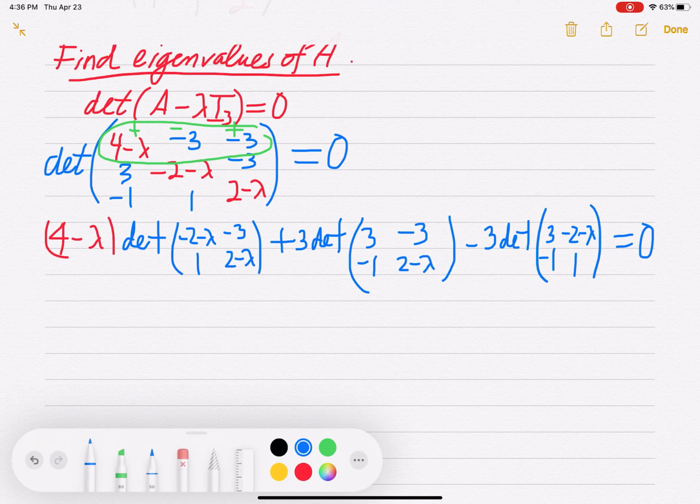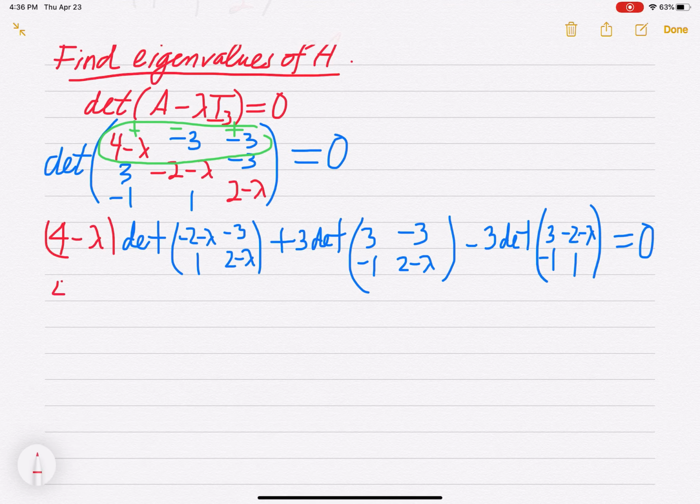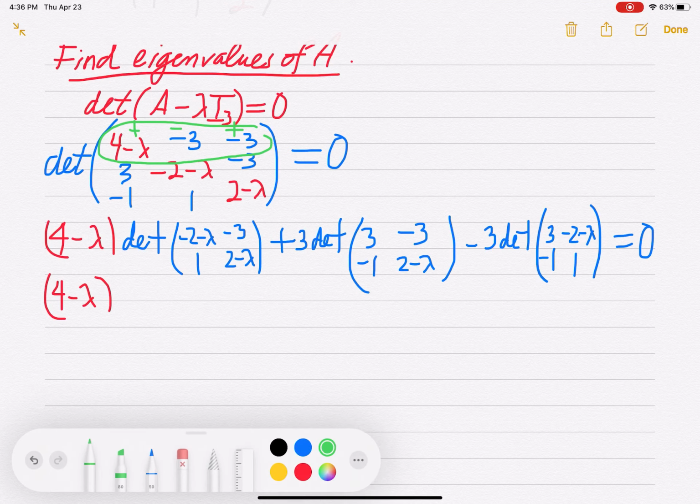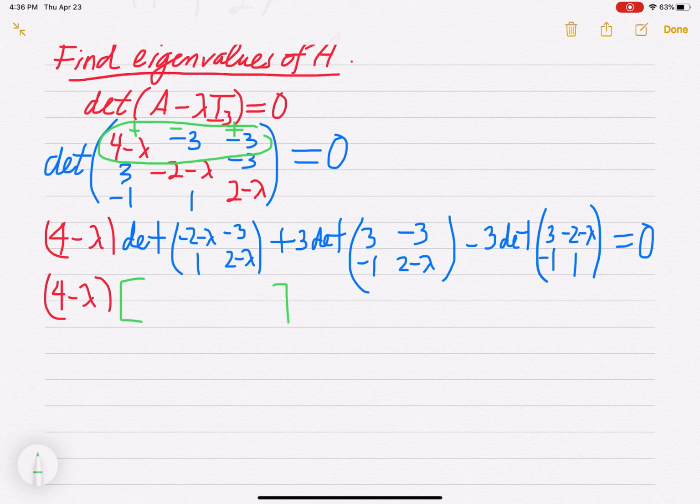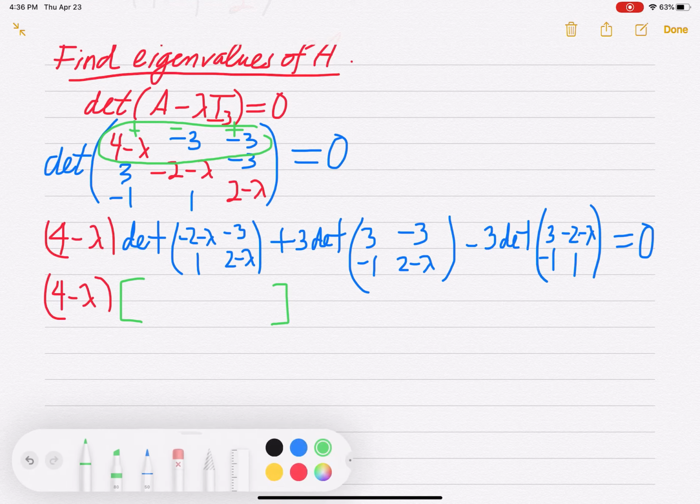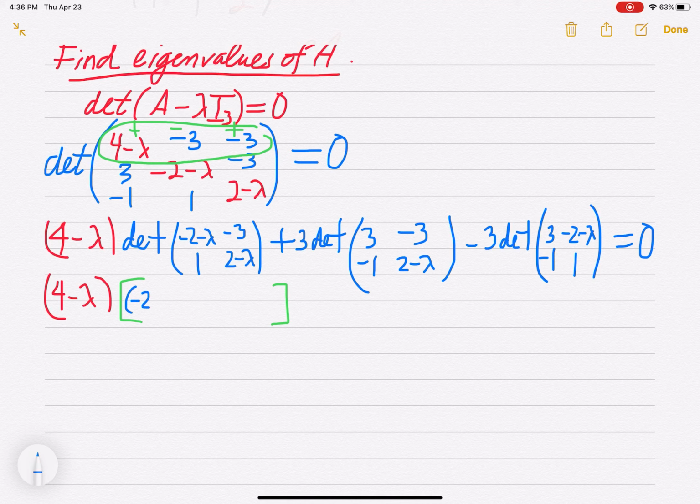So we clean this up a little bit. We're going to have what? 4 minus lambda. Let's take that first determinant. We're going to take what? Negative 2 minus lambda times 2 minus lambda. That's going to be plus 3, right? You take negative 1 times negative 3, which is plus 3. So we're going to have plus 3.